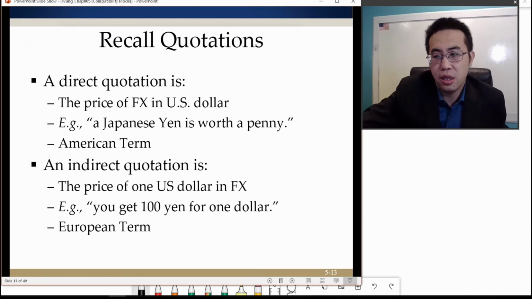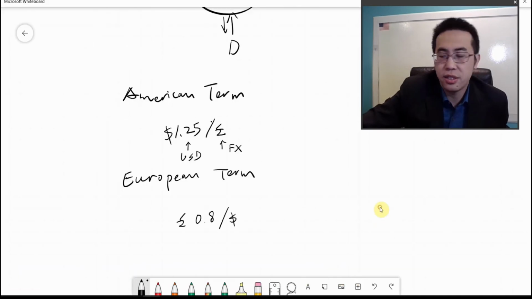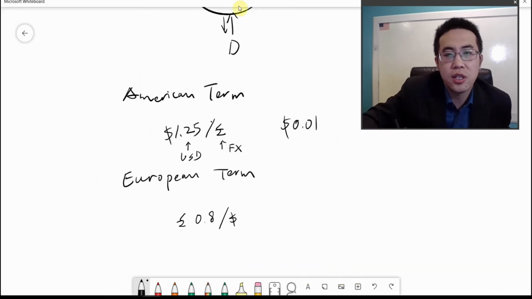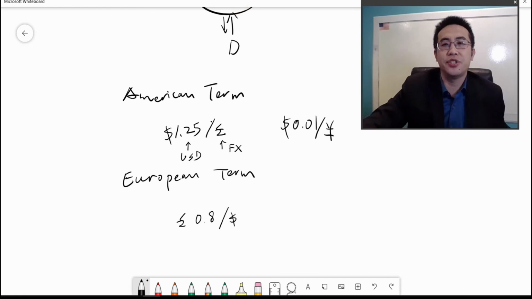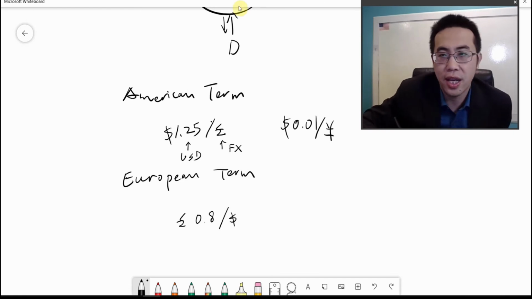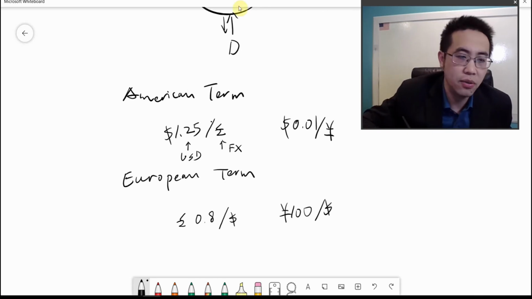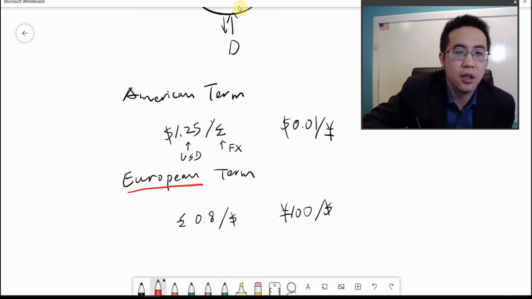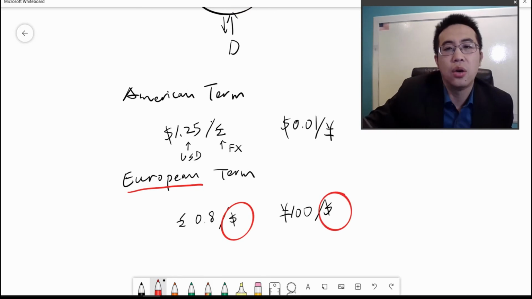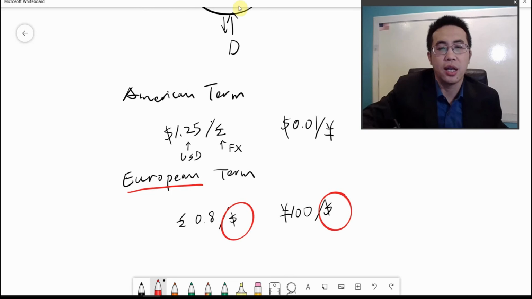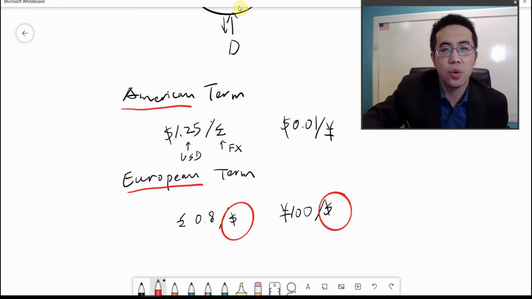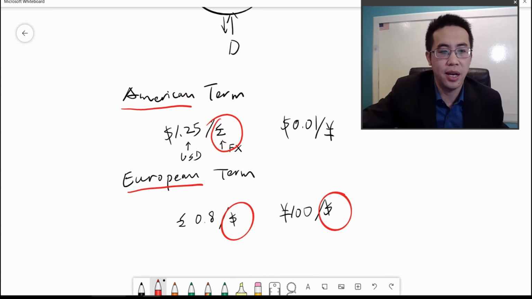And here is some other illustration. In American terms, we say a Japanese yen is worth a penny. That basically is telling us 0.01 US dollar is equivalent to 1 Japanese yen. And in European terms, or the indirect quote, it is 100 Japanese yen per US dollar. So if you look at the European terms, the US dollar is on the right-hand side of the fraction line. And if you look at the American terms or direct quotes, it's the foreign currency on the right-hand side of the fraction line. Just keep that in mind.